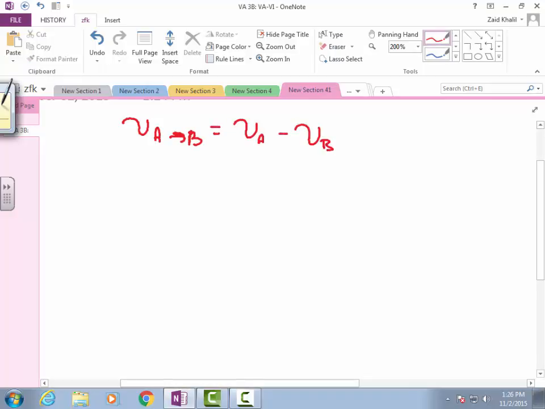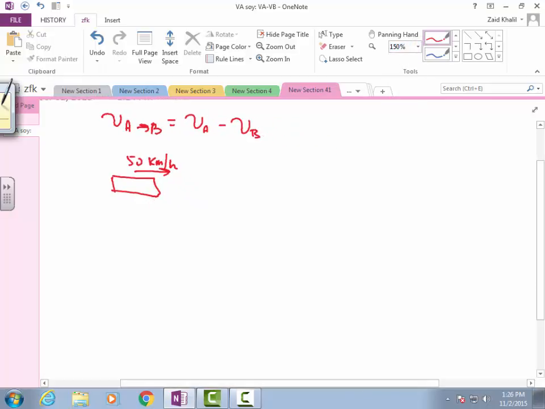So let's take a fairly simple but general situation. You have a car that's moving to the east at, say, 50 miles per hour or kilometers per hour. And you have another car that is south of it, that's heading north at 70 kilometers per hour. And let's call this car A, and we'll call this car B.